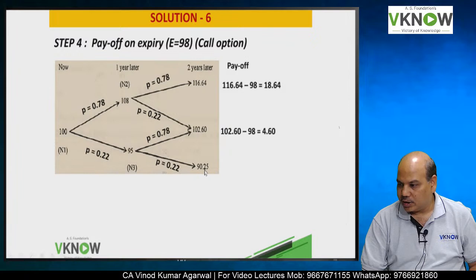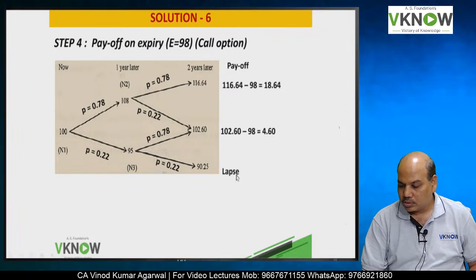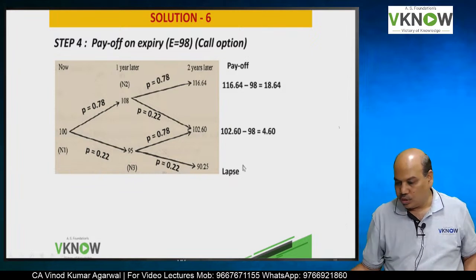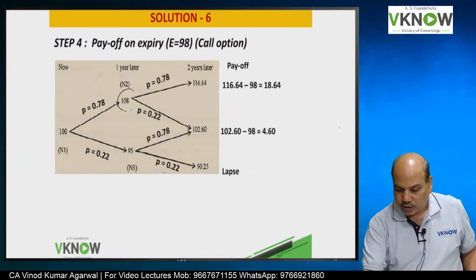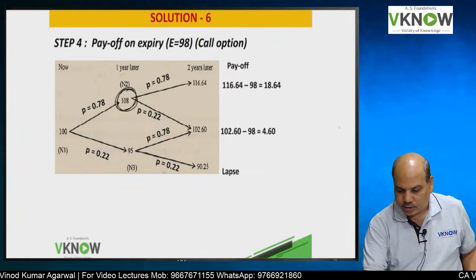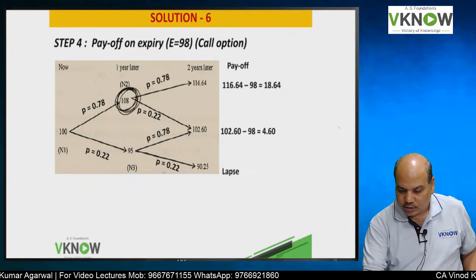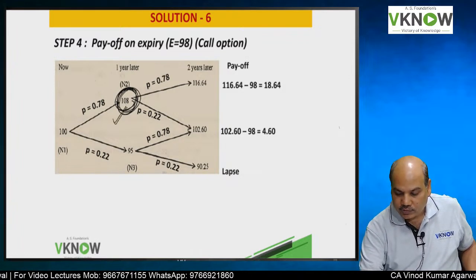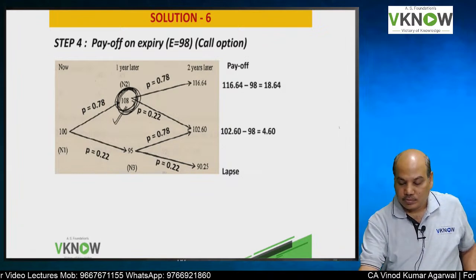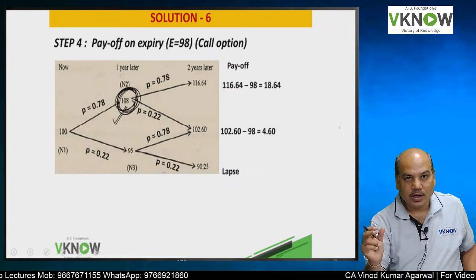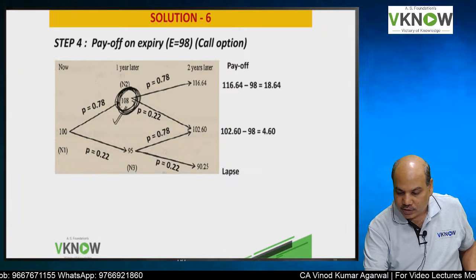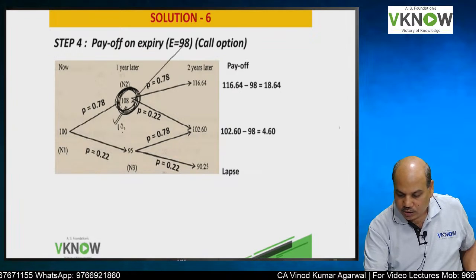What will be payoff at 90.25? 90.25 is below 98. It will lapse, value is 0. Call option will have 0 value. So now what I have to do in American option, I have to find the value of the option at this point. Because it is an American option, you can exercise at any point of time. So higher of the two I will take. I will take that value which is more profitable to me. So if I exercise at this point, I'll get 10 rupees.